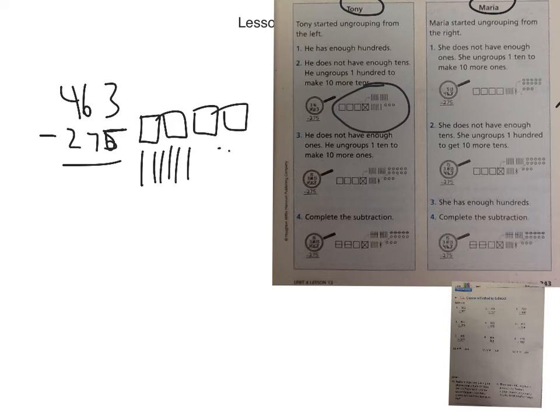Okay, first thing she did is she noticed she does not have enough ones. Okay, she does not have enough ones because she needs to take 5 ones from 3 ones. You can't do that, so she's going to take one of her tens and go 1, 2, 3, 4, 5, 6, 7, 8, 9, 10. Okay, and next thing she looks over and she realizes that she does not have enough.